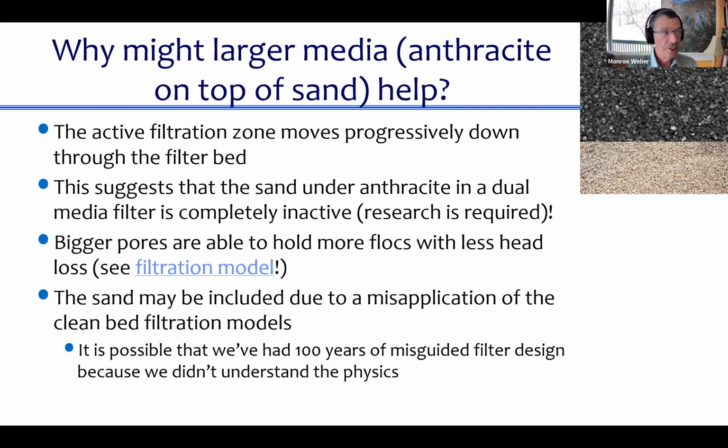The question that I am struck by is, why do they then put sand underneath the anthracite? Because what we just learned today is that there's this active filtration layer or active filtration zone that moves down through the filter as the voids, or the pores, are slowly constricted. That suggests that the sand doesn't do anything until all the anthracite is filled up. So why don't you just get rid of the sand and just use anthracite?